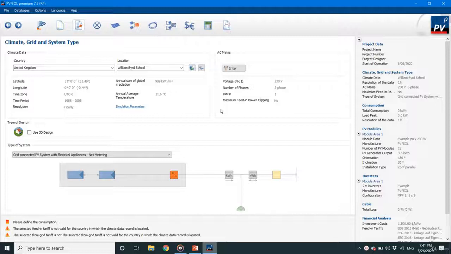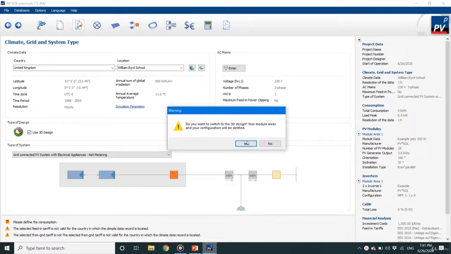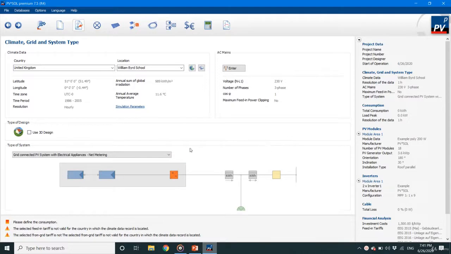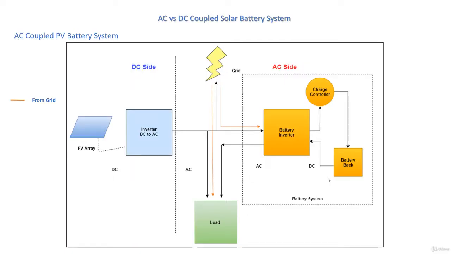In PVSol, you can create 2D or 3D models for PV solar systems. If you uncheck Use 3D design, you can create a 2D one. PVSol creates AC coupled systems. An AC coupled system allows the connection of the battery system on the AC side, as we can see here.